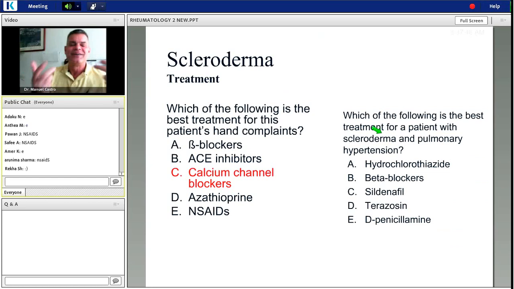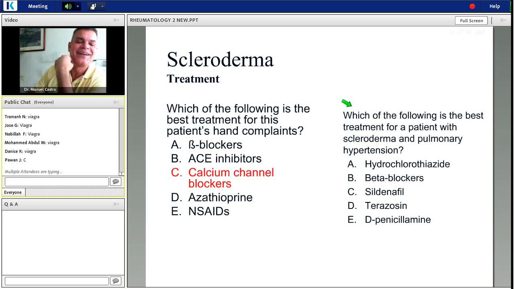Following is the best treatment for this patient with scleroderma and pulmonary hypertension. We already talked about it. What do we have here? Scleroderma and pulmonary hypertension. Anybody? Anybody knows what we use for pulmonary hypertension? What is the commercial name for C, since most of you are putting C here? Viagra, right? Viagra. Okay, good. I'm happy that you guys know that.